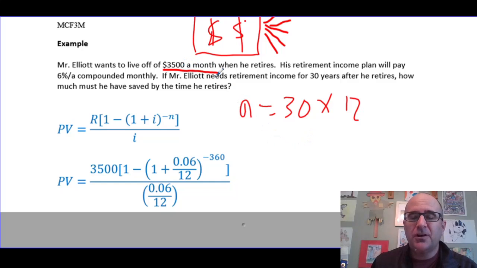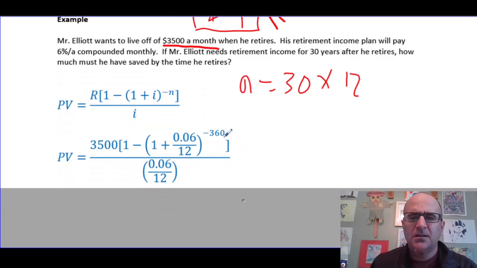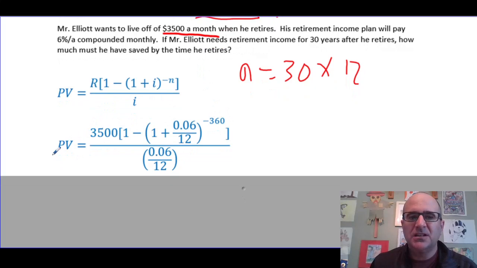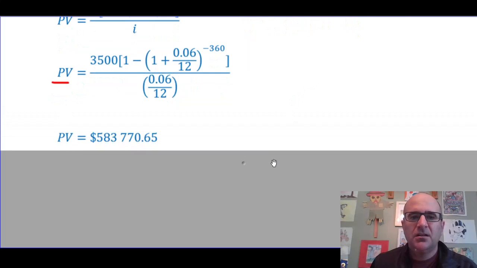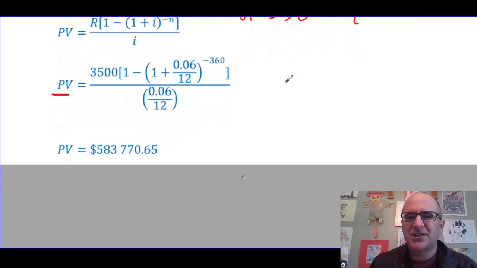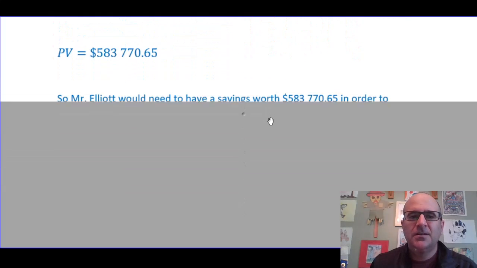If you took $3,500 and multiplied it by 360, that would be all the money I collect when I retire. It's a big number. It represents $3,500 a month for 30 years. You'd find that that number, though, is larger than the number you actually need to put away, because, of course, your money collects interest. Use a calculator similar to the last example, get that in, and you should get this answer right here, 583,770.65.